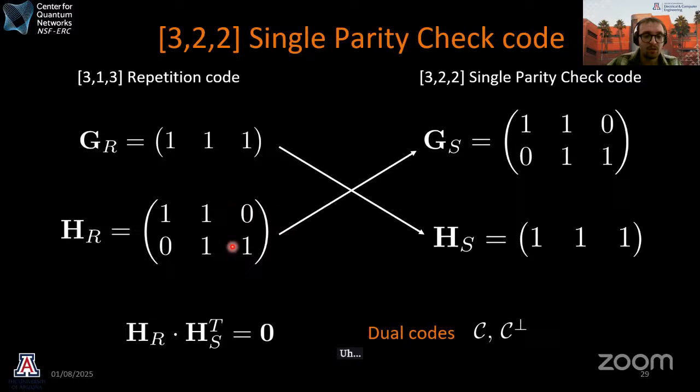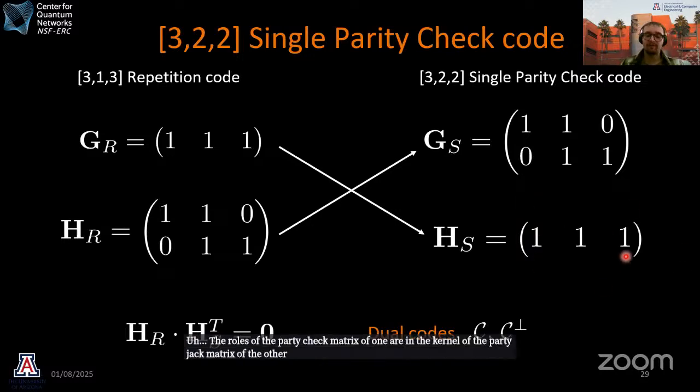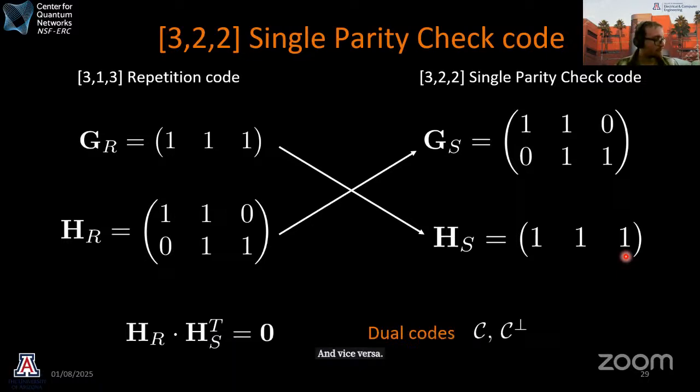The rows of the parity check matrix of one are in the kernel of the parity check matrix of the other one. And therefore, you have this notion of dual codes, which basically means the kernel of one is generated by the other and vice versa. I won't go deeper in this, but this was just nice to introduce because it will be important later. Actually, this property, you will see it's important for quantum extraction.